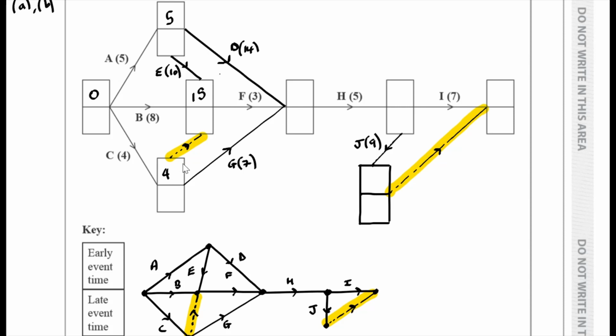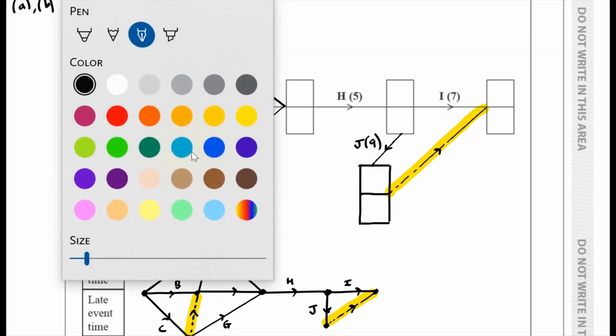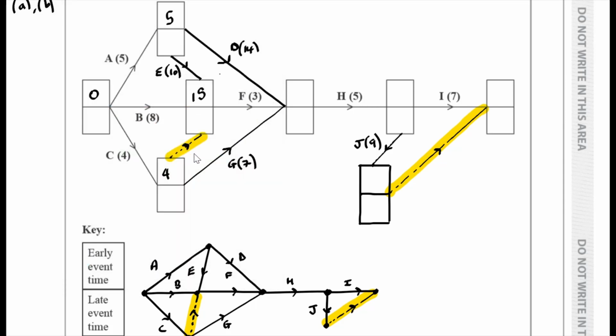And then obviously here we have 0. Now, if we consider this box over here, we have 4 plus 7, which is 11. We have 15 plus 3, which is 18. And then we have 5 plus 14, which is 19. The biggest one is 19. We want 19 to go inside here. And then 19 plus 5, that's 24.